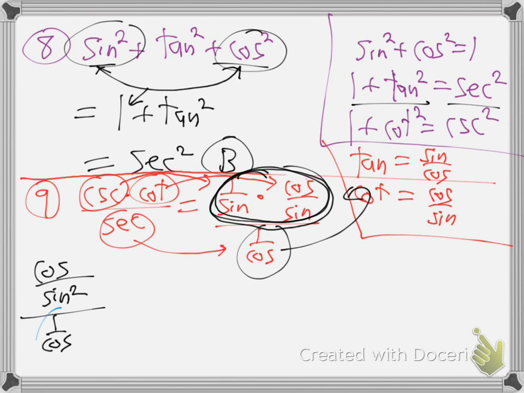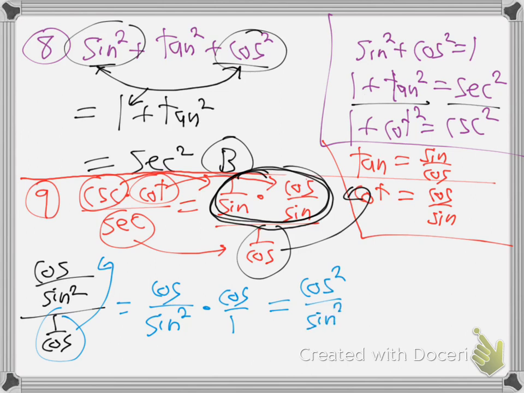Grab this, flip it up. So this will become cosine over sine squared times cosine over 1. Grab that, flip it up, cosine over 1. We good there? And then cosine times cosine on the top: cosine squared, over sine squared. We're close. Y'all seeing that?